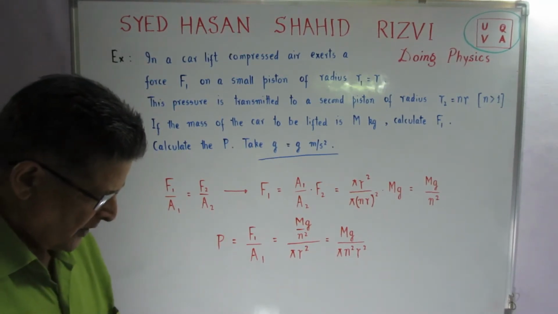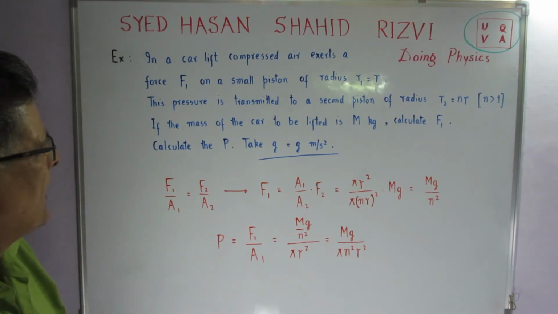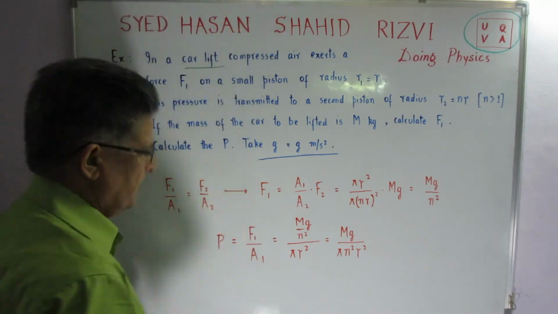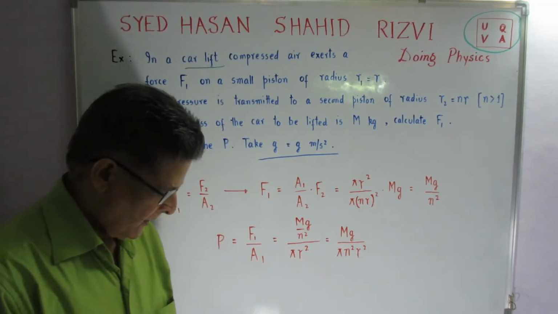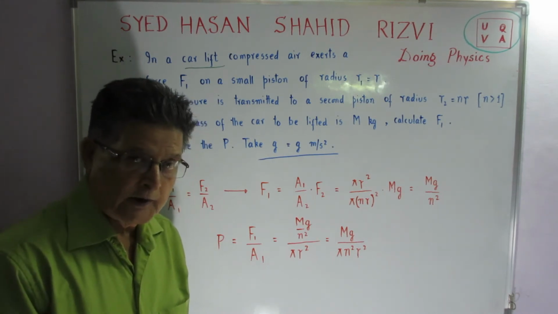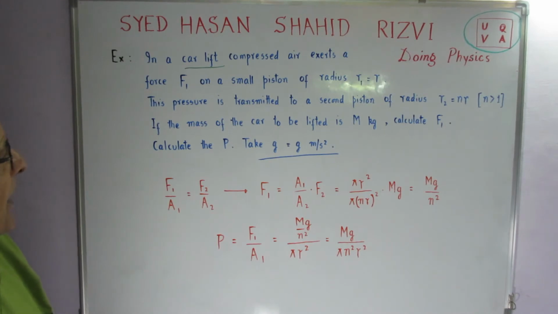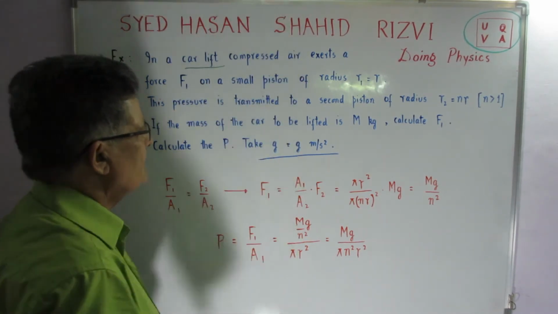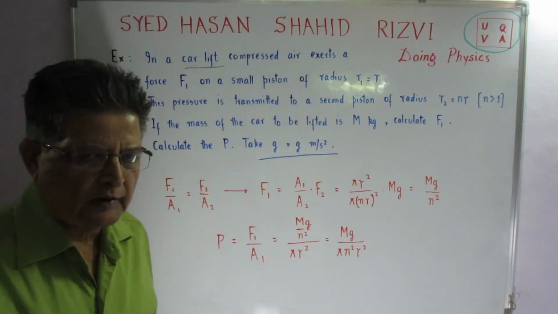So we are going to do another exercise for the case of the car lift. Okay, here in this case we are not using water or oil, but instead what we are using is compressed air. Okay, the car lift: compressed air exerts a force F1 on a small piston of radius R1 is equal to R.